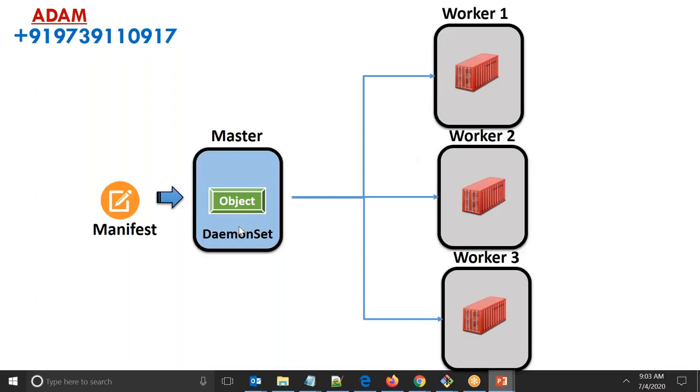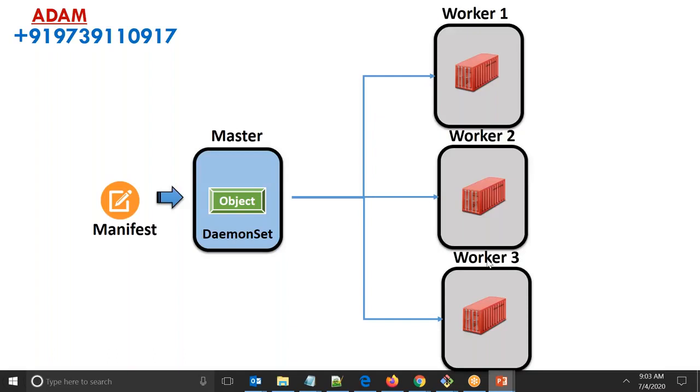Okay, so that way daemon set is also another type of replication object, but the difference is you will not give how many replicas you want. You will just say what is that replica you want, but the daemon set will check how many machines are available. Based on that, it will be creating one replica on each of the machines.